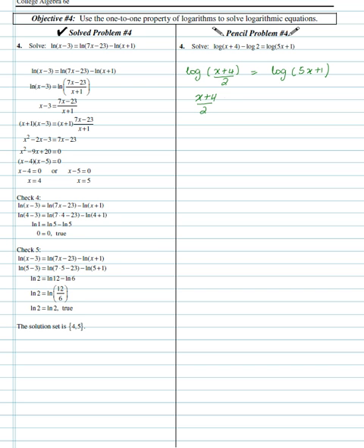So x plus 4 over 2 is equal to 5x plus 1 over 1. It's not there, but I'm just going to put over 1 so it's easy for me to cross multiply. So I have x plus 4 is equal to 2 times 5x plus 1. So I have x plus 4 is equal to 10x plus 2. And subtract 2 on both sides and subtract x on both sides. What do I get? 9x is equal to 2. So x is equal to 2 over 9.